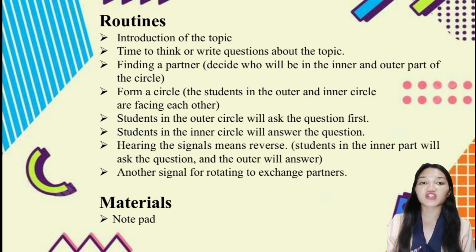Routines. Introduction of the topic. Time to think or write questions about the topic. Finding a partner. Decide who will be in the inner and outer part of the circle. Form a circle. The students in the outer and inner circle are facing each other. Students in the outer circle will ask the question first. Students in the inner circle will answer the question.